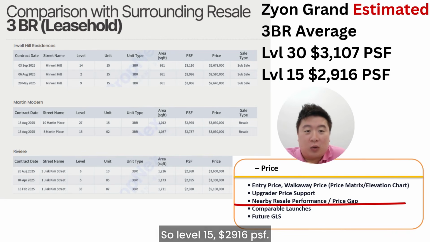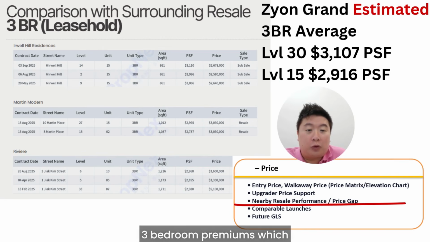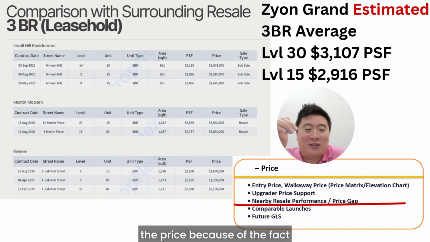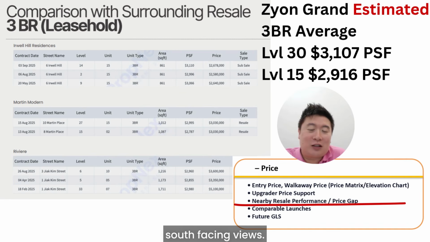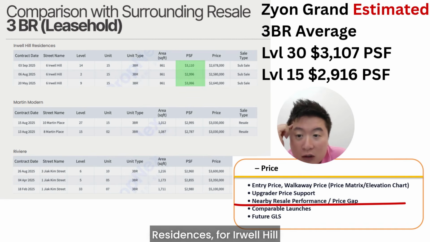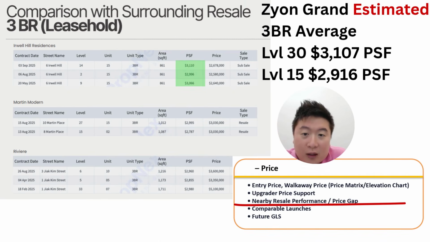So level 15, 2916 PSF, level 30, 3107 PSF. You'll notice that it's slightly higher than the two bedroom average prices because the three bedroom units command a higher premium for the price because of the fact that they have better views, the south facing views. Now, if you look at Irwell Hill Residences, the prices for their three bedroom is about 3K, with level 2 starting from 2966.